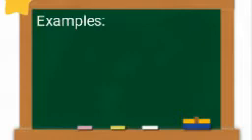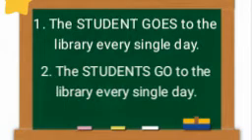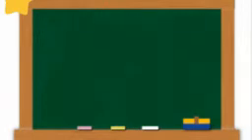For examples, the student goes to the library every single day. The students go to the library every single day. In the first example, there is only one student. That's why our verb goes is with s. While in the second example, there are more than one students, plural. That's why the verb go has no s.